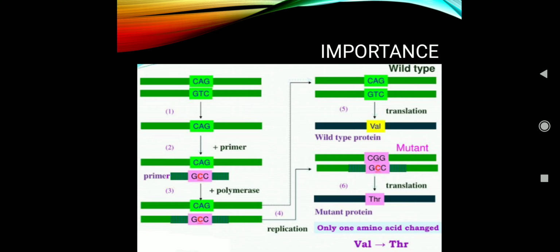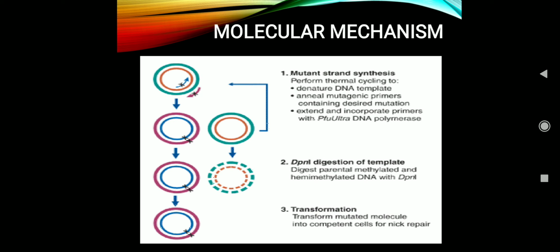Here we can change one particular amino acid, or we can change more than one amino acid as well, to study the structure and function of the protein. So this is the importance of site-directed mutagenesis. Now let us see the molecular mechanism of site-directed mutagenesis.